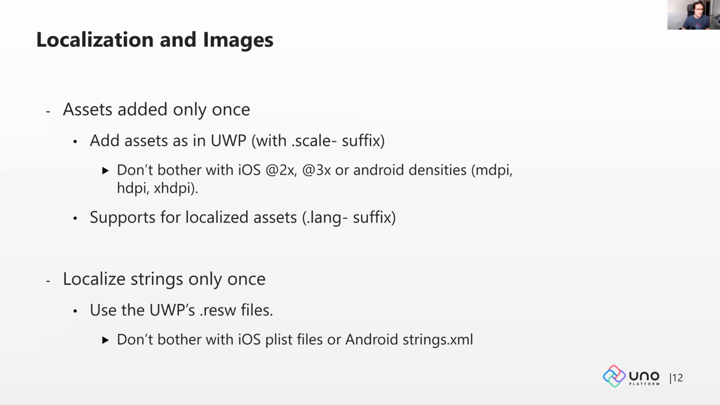And you only need to localize strings once. That's another thing. You basically translate your application on Windows using ResW files, and you don't need to bother with iOS plist files and Android strings and others. This is going to be taken care of by Uno automatically. Same thing goes for the other platforms. If you have a translation, it goes over to Linux and the browser automatically, and it's automatically switching based off of the user's preferences.